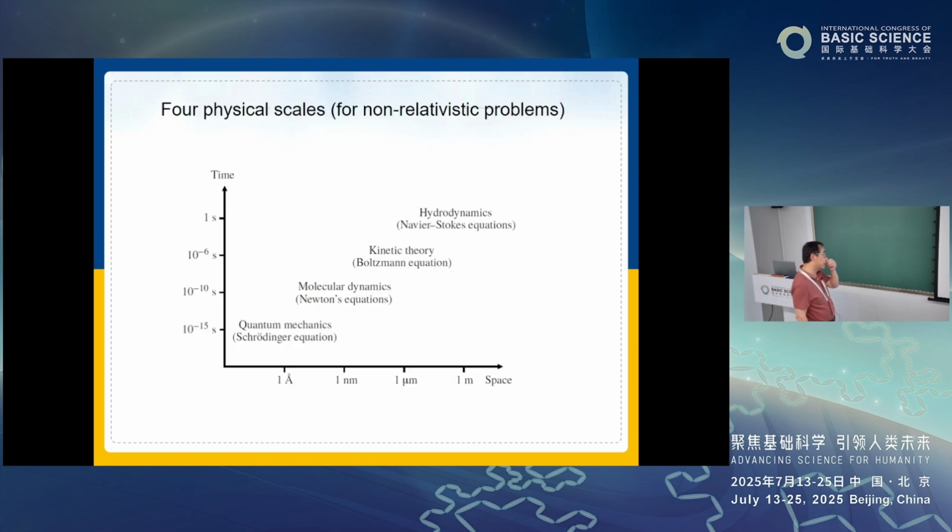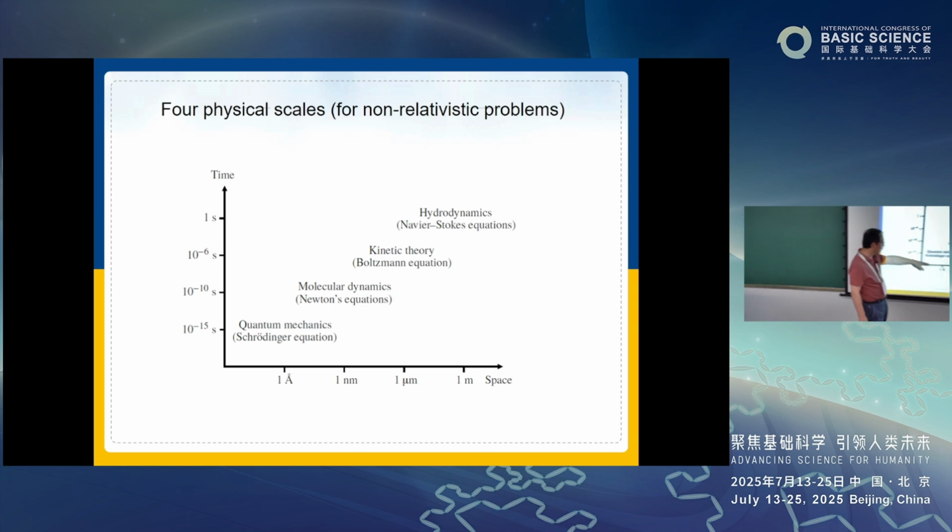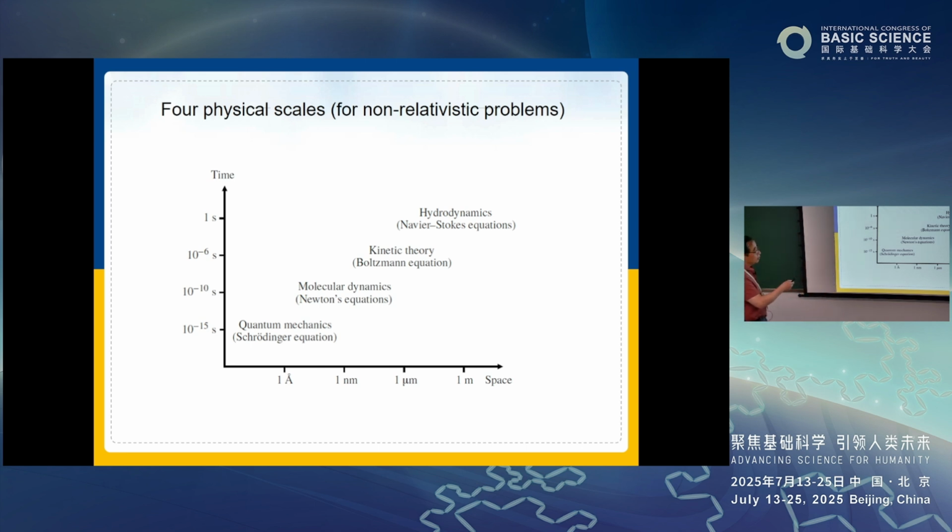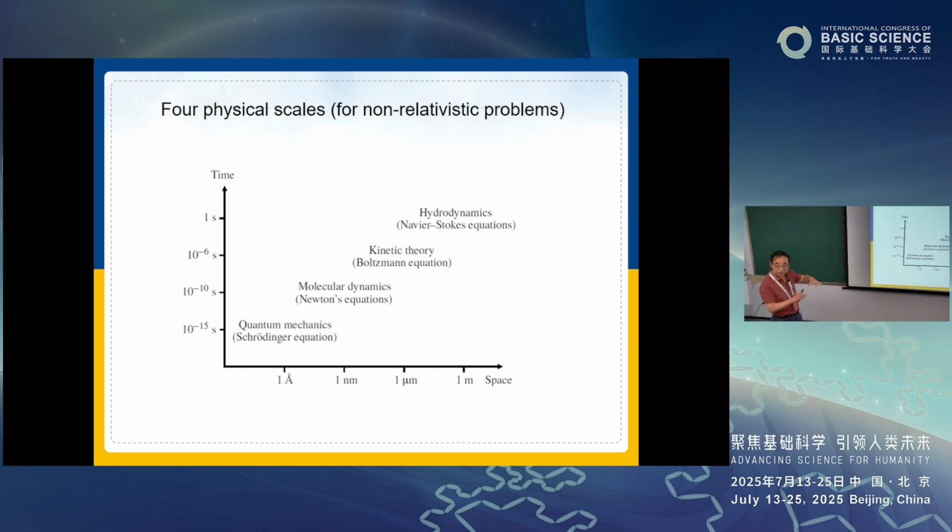If you look at the physics, there are four fundamental scales: from quantum mechanics at the bottom, then molecular dynamics, kinetic theory, and hydrodynamics. Each of these equations has its own validity within a certain length scale and time scale. If you ignore relativistic effects, then that's basically all you need to describe physics, these four important scales.